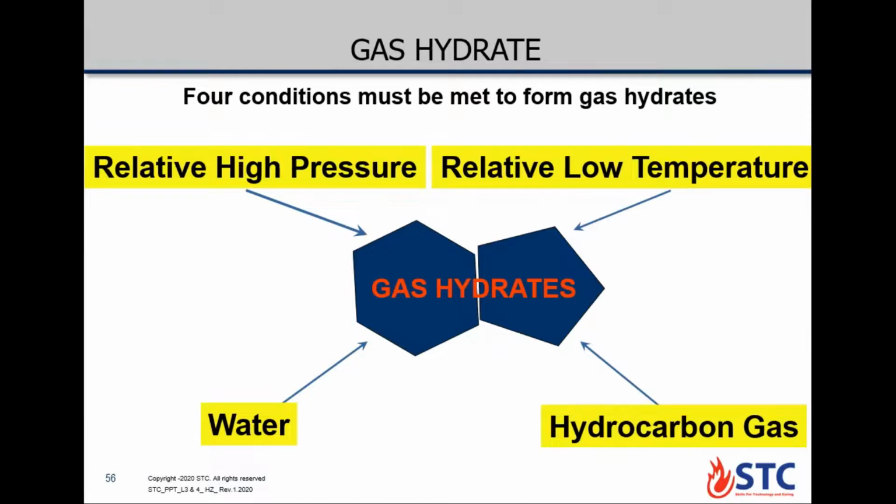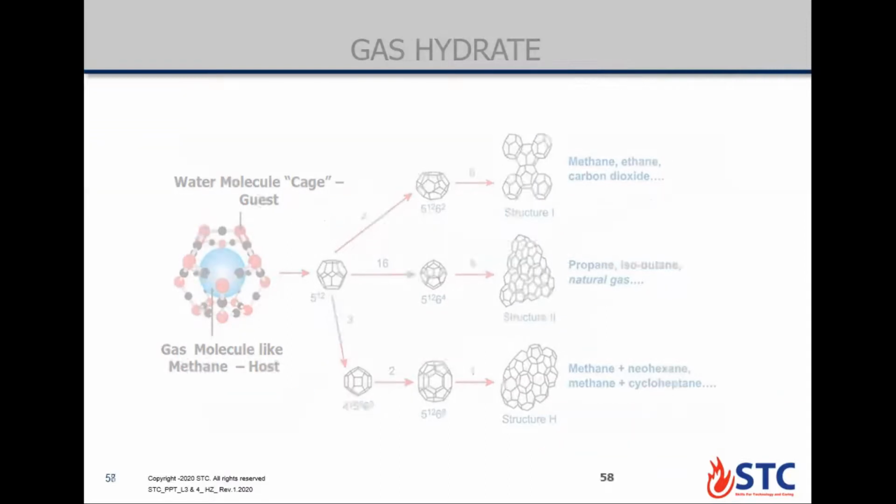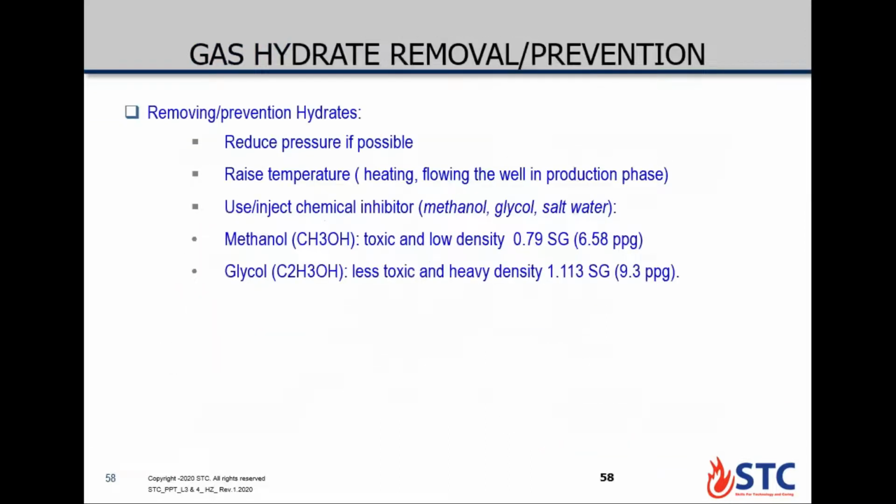So how can we minimize the effect of the gas hydrate, or prevent the formation of gas hydrate? You have options here. This is the method. If you are able to reduce pressure, this is during production, or raise temperature by heating or flowing the oil in the production phase. This is out of our control during killing or well control. So the third one is our option: inject a chemical inhibitor, an anti-freezing chemical like methanol and glycol.